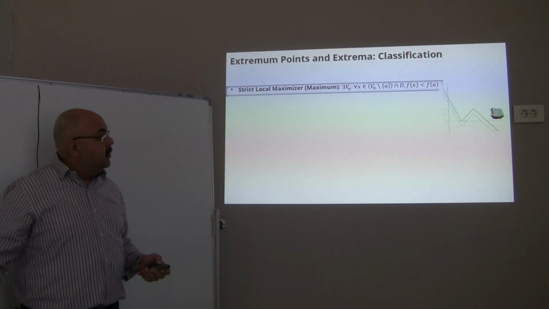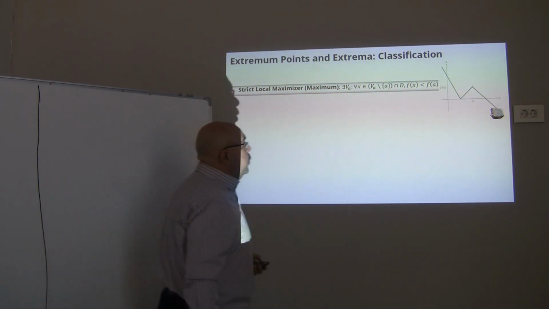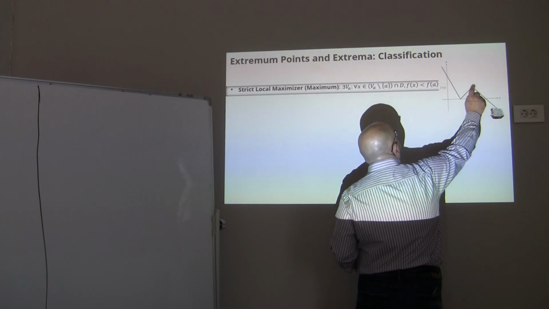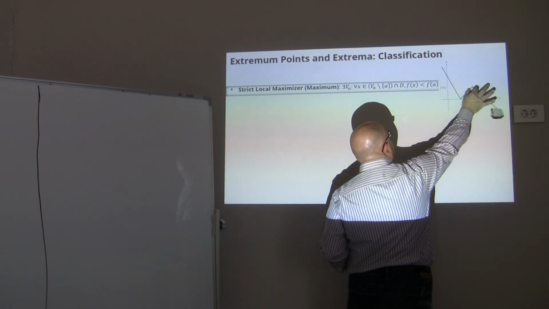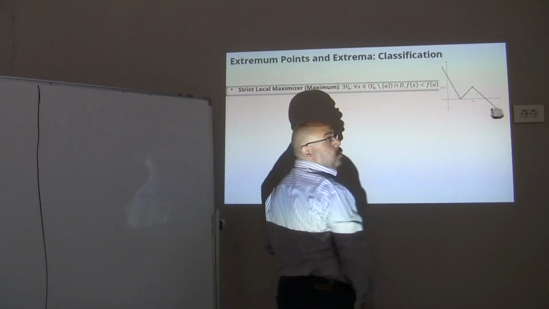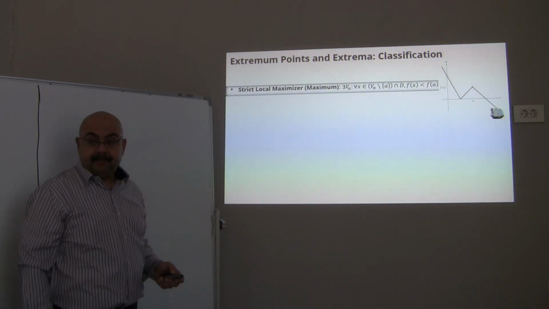Right. Now let's start with the strict local maximizer, or maximum. It's going to be the same. Here we go. That's for point A. For point A, it's a maximum point because f of A is greater than f of x in the neighborhood of this point. Are you with me?